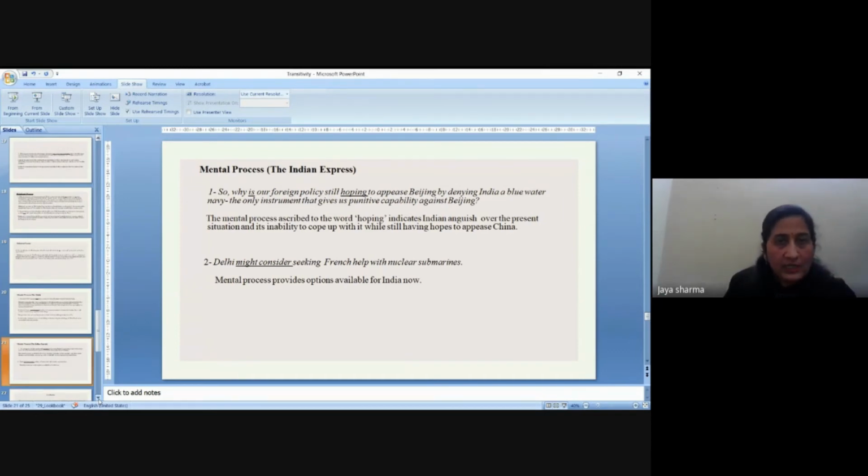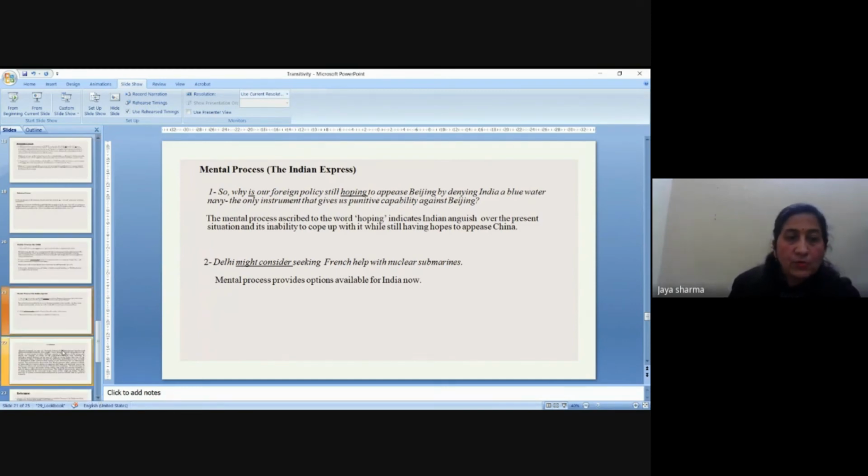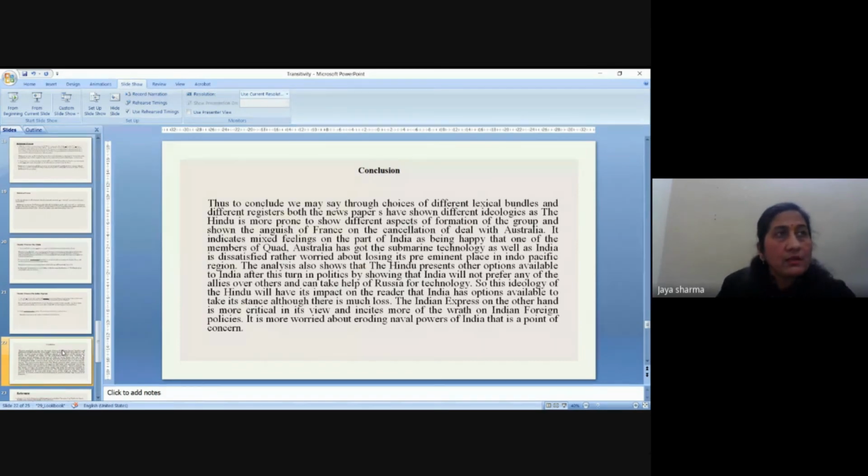So when we analyze all the processes, mental, relational, material, etc., in these two papers, we find that both papers have different ideologies. They have reflected through those processes that the Hindu is more of a kind of just giving us the challenges and the opportunities still available for India. But the Indian Express is more critical or humiliating. What is the humiliation we have got in the forming of the AUKUS or transferring the submarine technology, etc. That is reflected there. And so this is the conclusion.